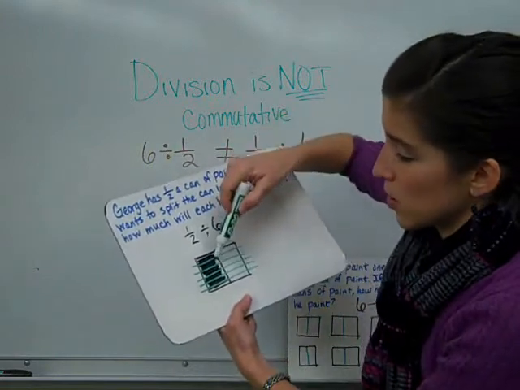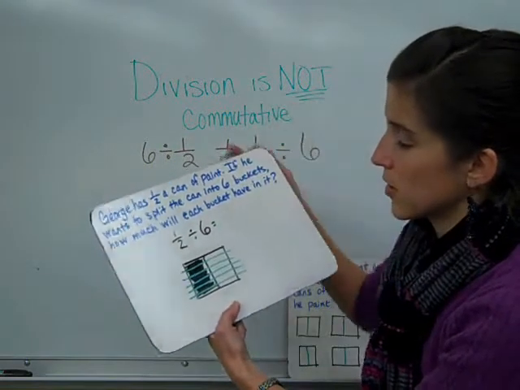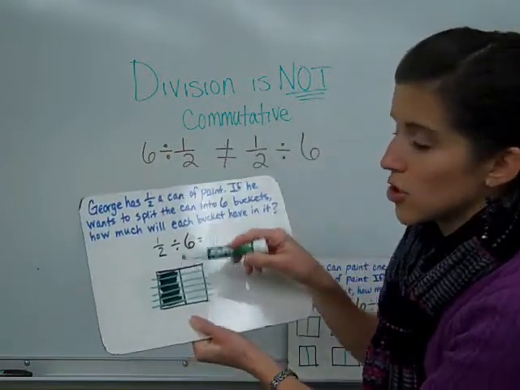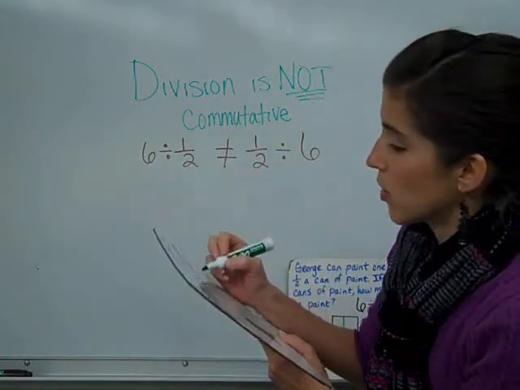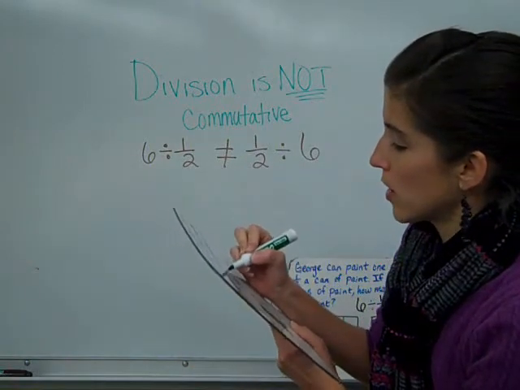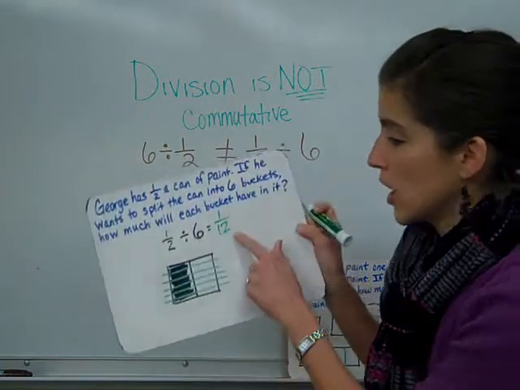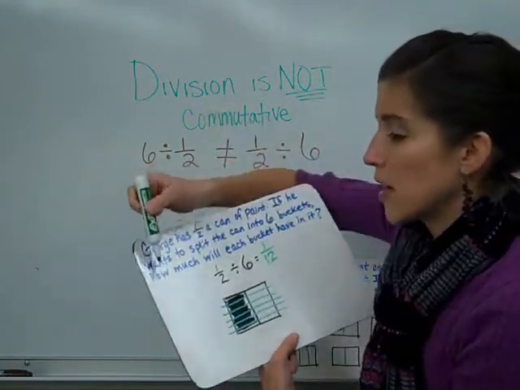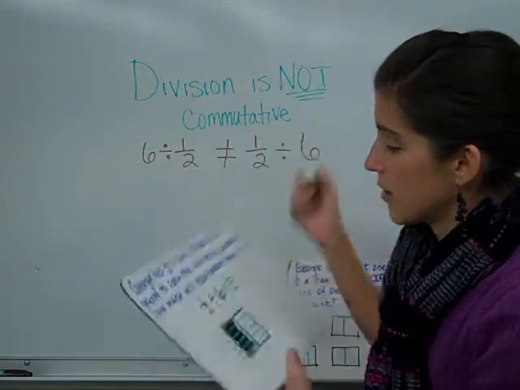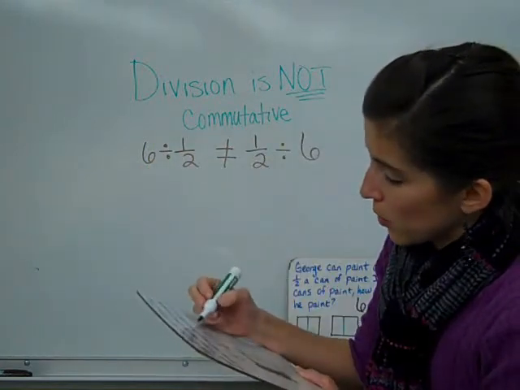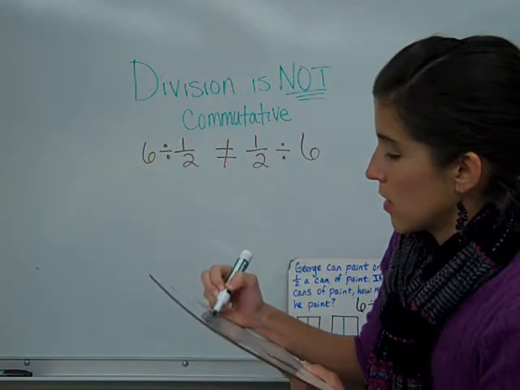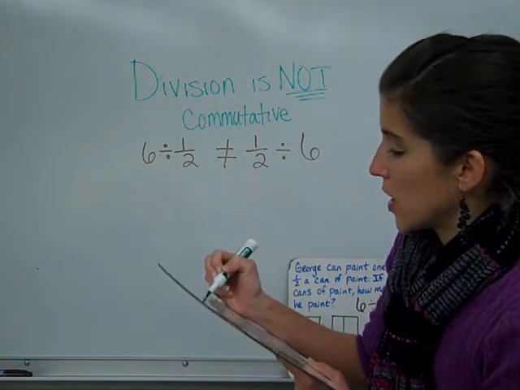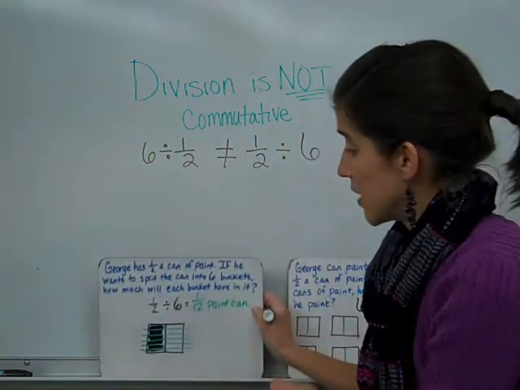So now I've got 1, 2, 3, 4, 5, 6 different spaces, and that makes a total of 12. So for each new bucket that he's putting the paint into, 1/12 of the paint will go into it. After rereading the question, how much will each bucket have in it, I know that my label will be 1/12 of a paint can. It's that easy.